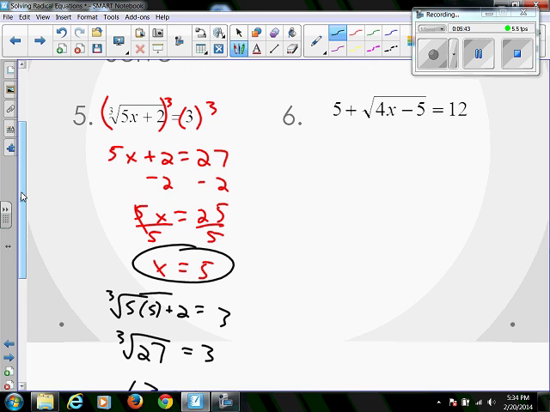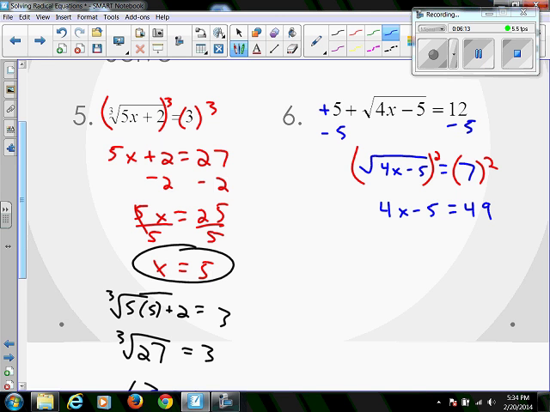Number 6. The square root is not isolated, so we've got to get rid of the 5. The 5 is plus. Remember, we look in front, not behind. So we're going to subtract 5. We're left with the square root of 4x minus 5 equals 7. We have the square root isolated now, so we're going to square both sides. 4x minus 5 equals 49.